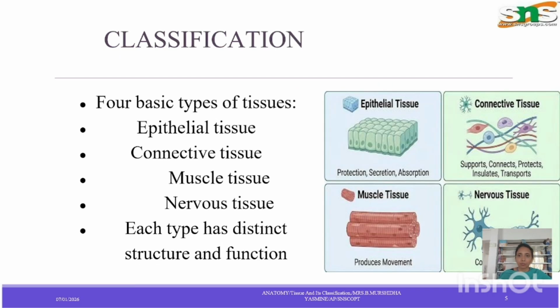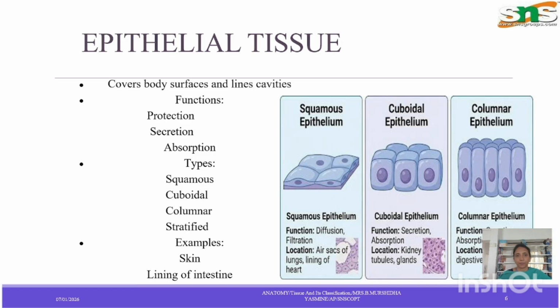Classification: four basic types of tissues are there. Epithelial tissue, connective tissue, muscular tissue, and nervous tissue. Epithelial tissue is meant for protection, secretion, and absorption. Connective tissue is meant for supporting, connecting one structure to another, and it protects, insulates, and transports. These are the functions of connective tissue. Muscular tissue produces movement. Nervous tissue conducts impulses. Likewise, each type of tissue has a distinct structure and a distinct function.